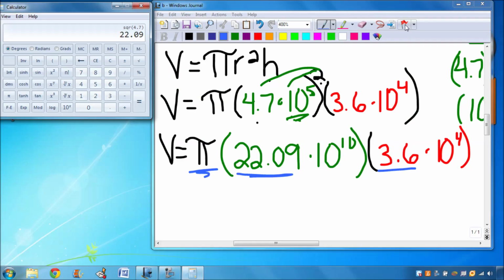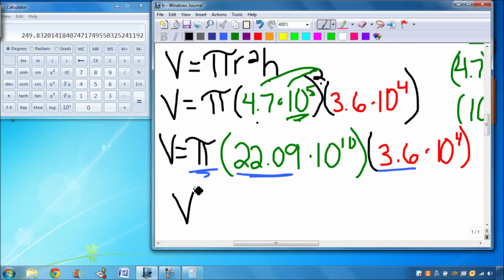So let's go ahead and do that. I'm going to take pi right here, multiply it by 22.09, and then multiply that by 3.6, and so I end up getting that my volume is equal to 249.832. You can keep going and add more digits on, but it's not absolutely necessary, okay?